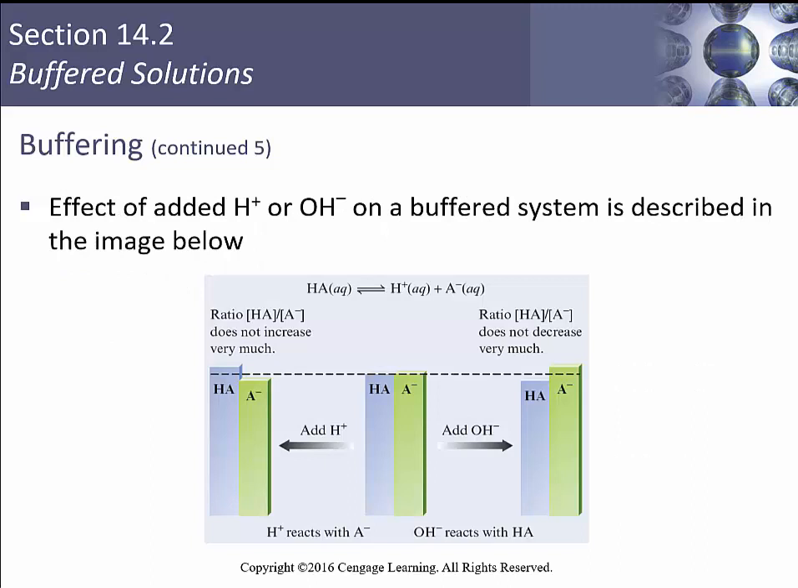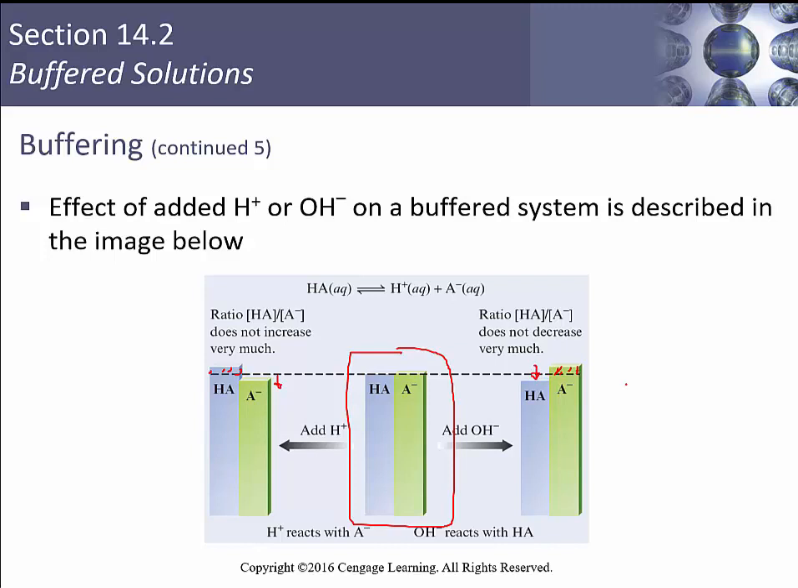Right? So if we look at this graphically, we're starting off with a ratio of HA to A minus. And if I add a little bit of H plus, I'm going to gain some weak acid, and I'm going to lose some of my conjugate weak base. If I add some hydroxide, my concentration of A minus, my conjugate weak base, will go up, and my concentration of HA will go down, but not a lot.